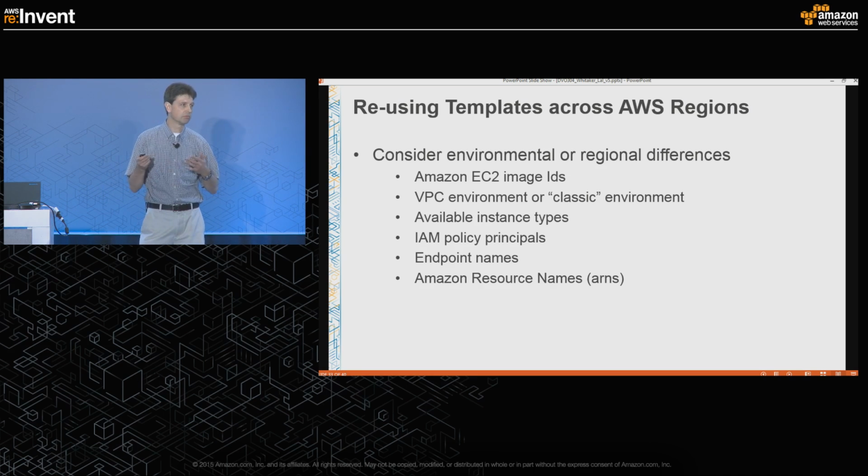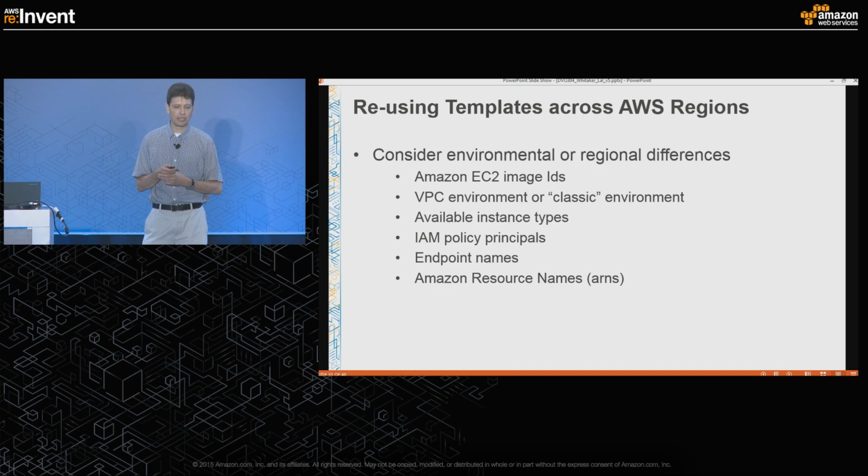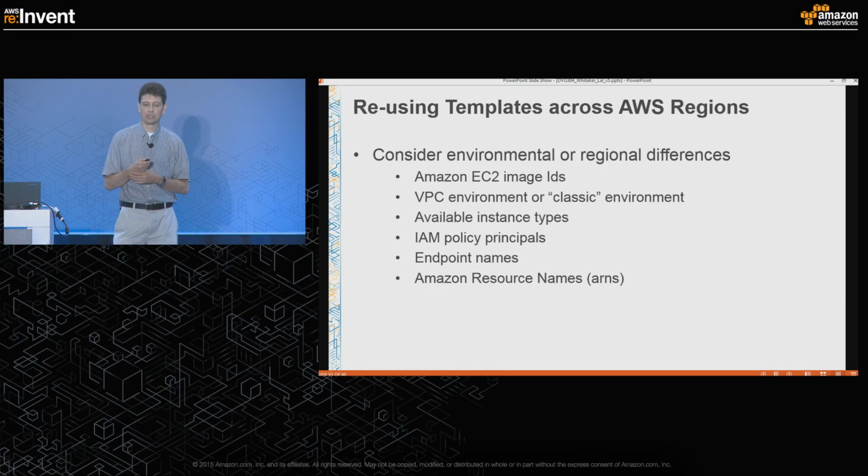Or endpoint names. The S3 endpoint in US East 1 is s3.amazonaws.com, while other regions have the region in that name. Or the ARN format may be different. So for example, if you have to write a template that works in CN North 1, the ARN format for that region is different than the ARN format for other regions. So there are a lot of different things there that you may need to react to based on wherever that template is created or who creates it.